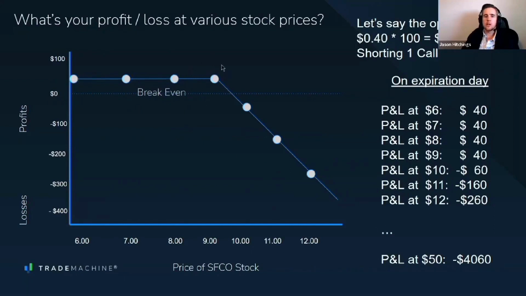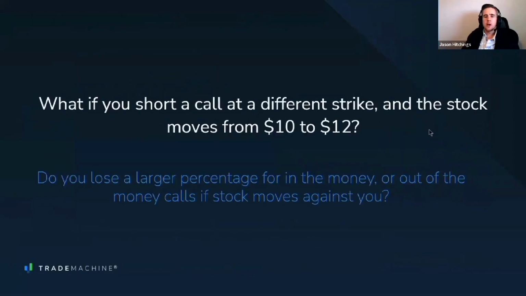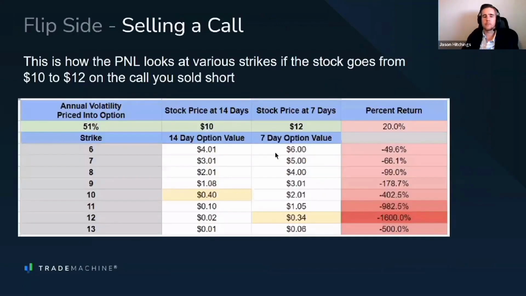So we're talking about the 9 strike here in terms of the profit and loss at various stock prices. But now let's talk about what if you actually shorted a call at different strikes. So instead of saying the stock movement's variable, let's just say that we know the stock's going to move from 10 to 12. What happens if you sold different strikes? If you sold the 6, 7, 8, 9, 10 strike, etc.